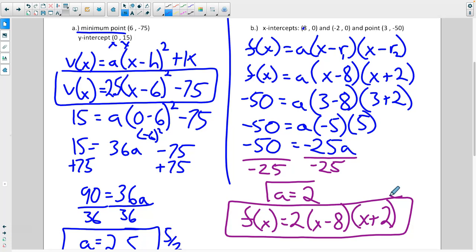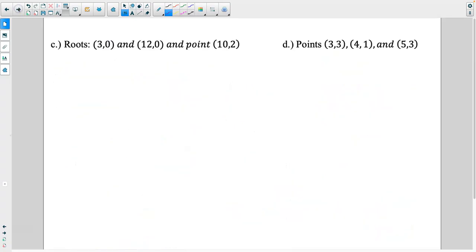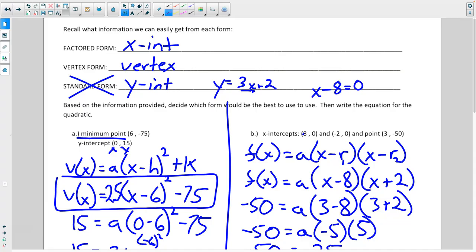What questions do you have? All right, you're going to flip the page and you actually do the next one. Work together. Work with someone next to you. I'm going to leave this one up here. You're just doing letter C.